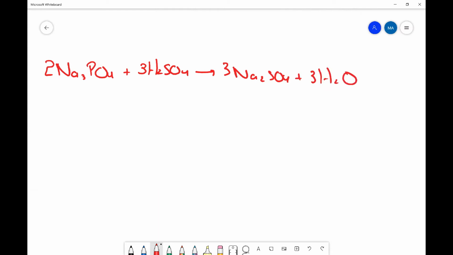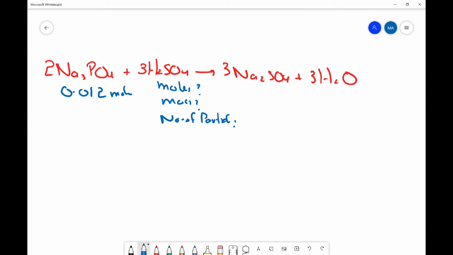And for this equation here, the data given to you is the moles of Na3PO4, 0.012 moles. You're asked to find the moles of H2SO4, the mass of H2SO4, and the number of particles of H2SO4. So you see, you're just given one quantity and they're asking so much information from you.